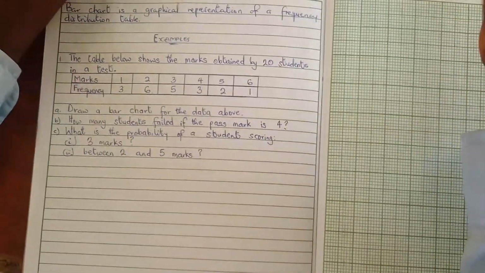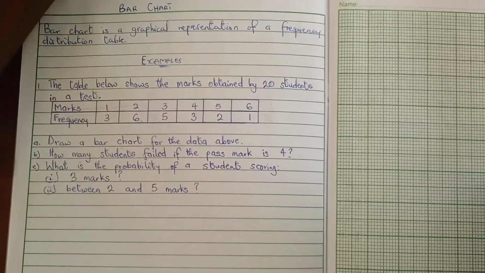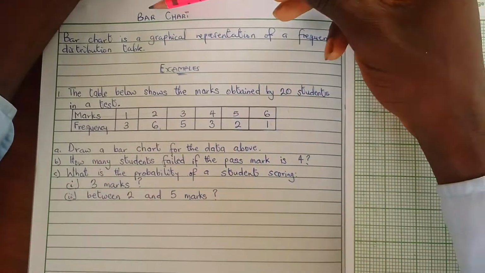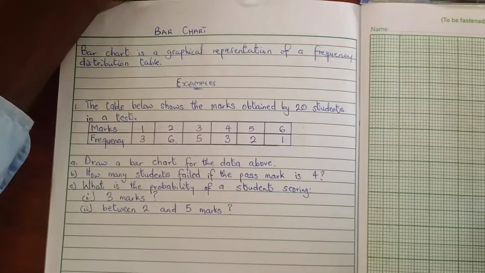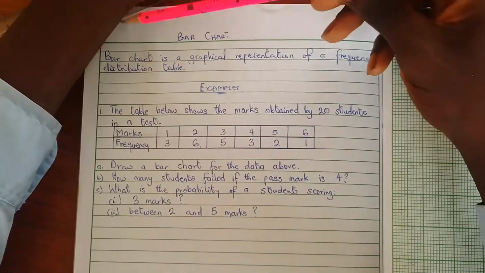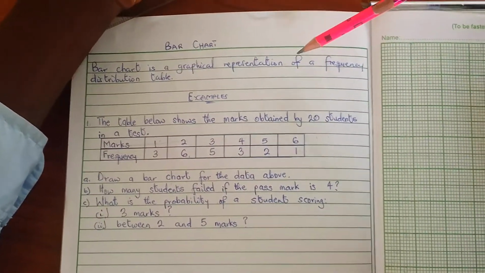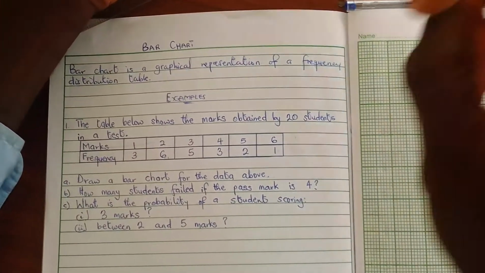Today we want to look at the first topic, the first presentation for Form 2, which is the bar chart. We want to look at how to draw a bar chart. Now we have a definition here which says that a bar chart is a graphical representation of a frequency distribution table.